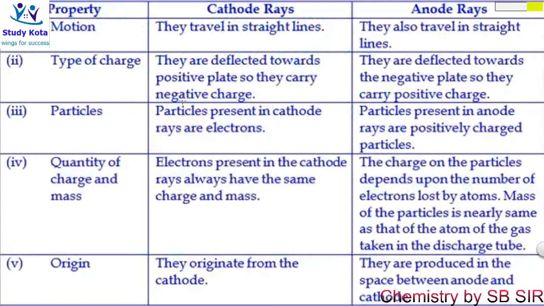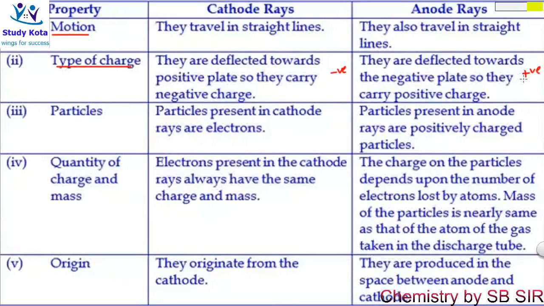So we have some important points regarding cathode rays and anode rays. First of all, motion. Motion means their movement. Cathode rays travel in a straight line, anode rays also travel in a straight line. Second property is charge. There is a difference in the charges. Cathode rays are negatively charged, while anode rays are positively charged.